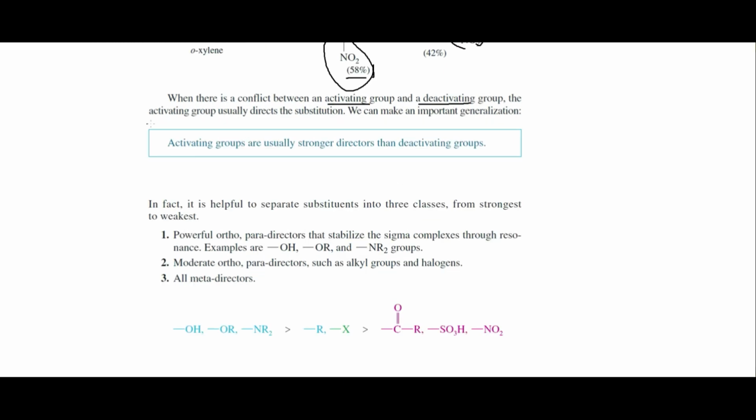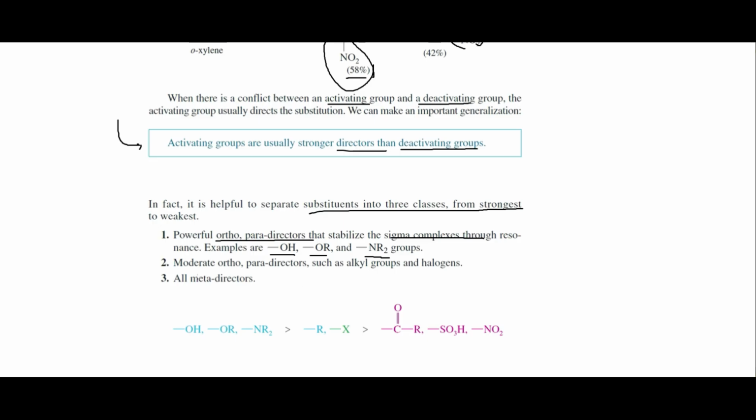So the rule of thumb here is that activating groups are usually stronger directors than deactivating groups. In fact, it's helpful to separate these substituents into 3 classes, from the strongest to the weakest. So the strongest here, so powerful ortho-para directors that stabilize the sigma complexes, are going to be predominant. So that's going to be things like OH, or if we have an ether group, or if we have an amine group, those are going to tend to be the strongest directors. So if you have one of those, then the reaction is going to proceed with those as the directors.